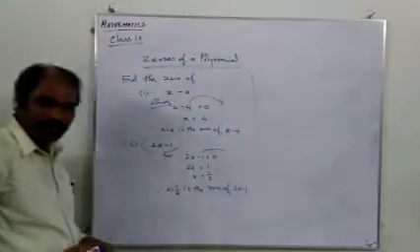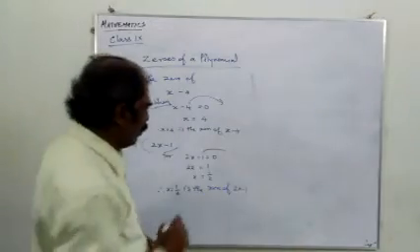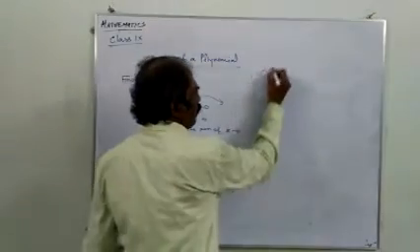Okay, clear? It's a zero of the polynomial. Now, suppose you are given, check.